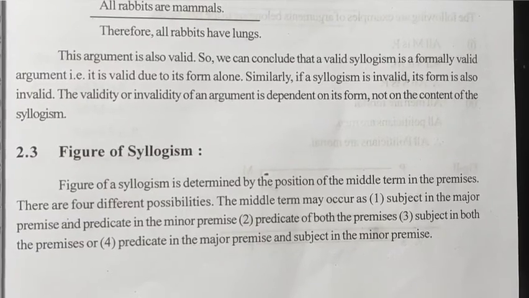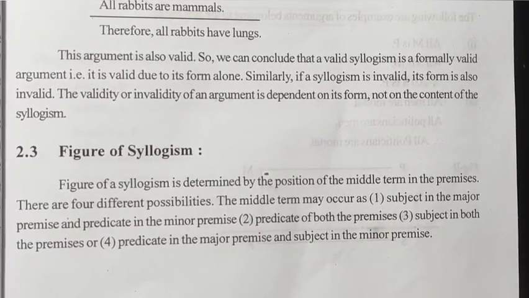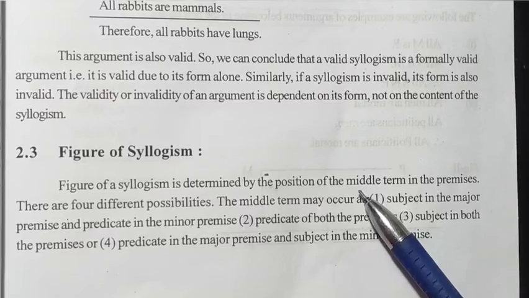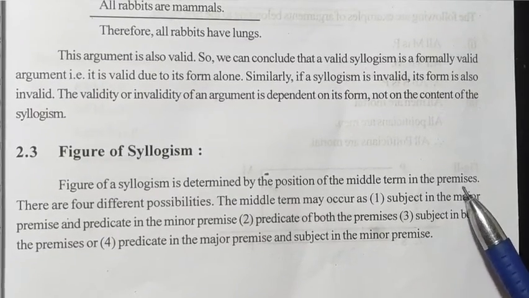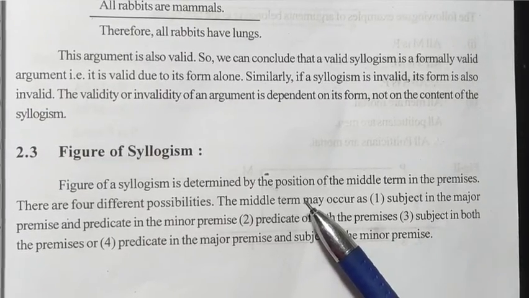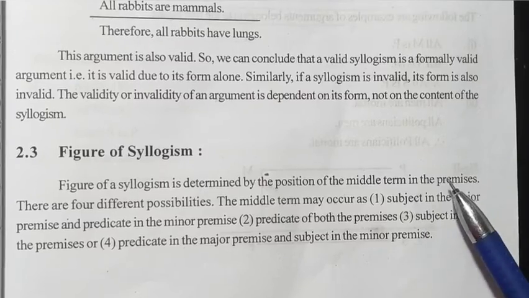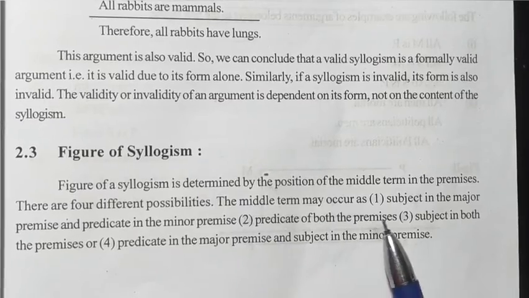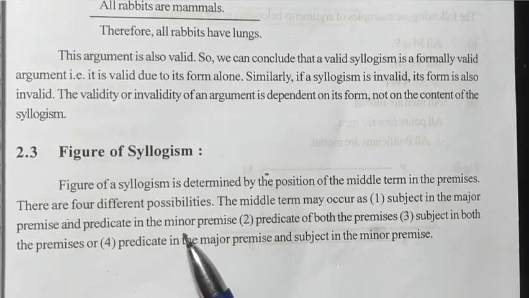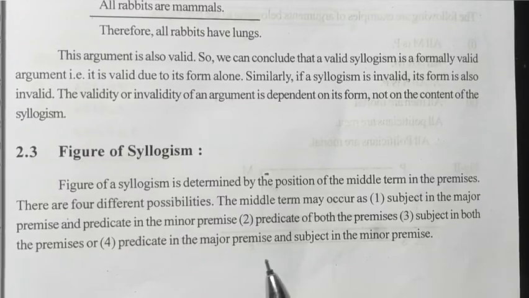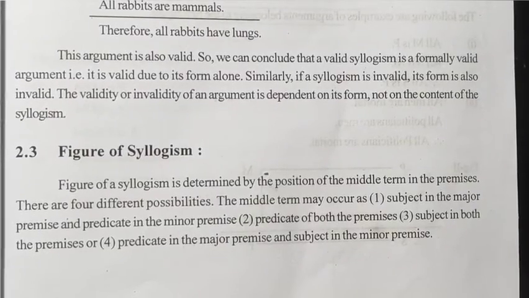Let's start this session. The topic is figure of syllogism. Figure of syllogism is determined by the position of the middle term in the premises. That means the figure of syllogism is possible from where the middle term occurs in the premises. There are four different possibilities. The middle term may occur as subject in the major premise and predicate in the minor premise, then predicate in both the premises, then subject in both the premises, then predicate in the major premise and subject in the minor premise.